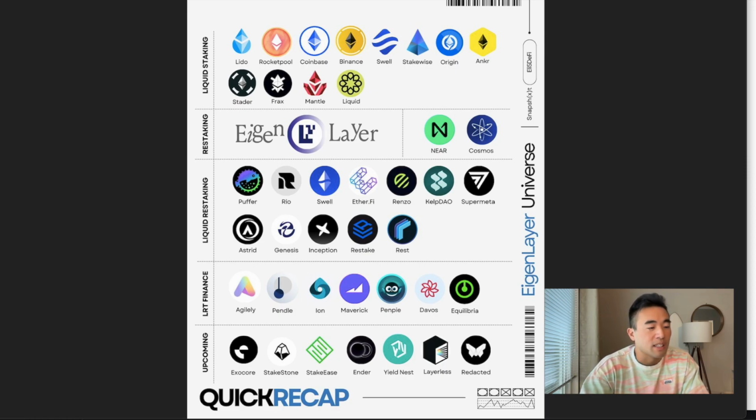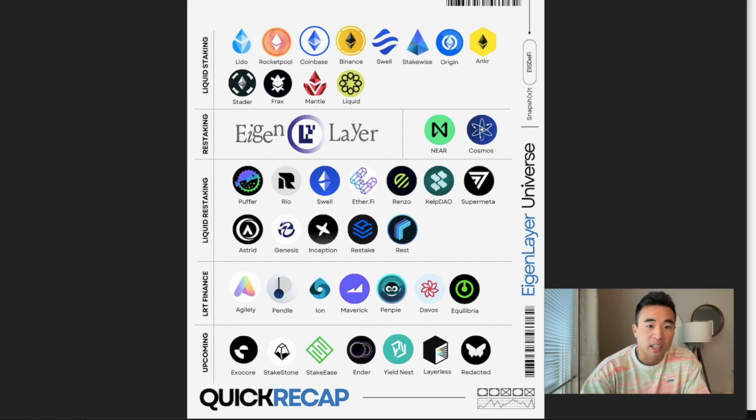Now we have restaking. Restaking is the new primitive introduced by Eigenlayer with the big idea of, hey, if you're taking your staked ETH to do things in DeFi, why not take your staked ETH and restake it to secure other protocols? So you can have your cake, eat it, and still have it again.